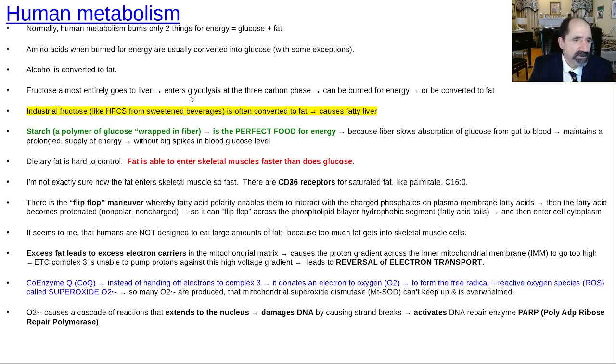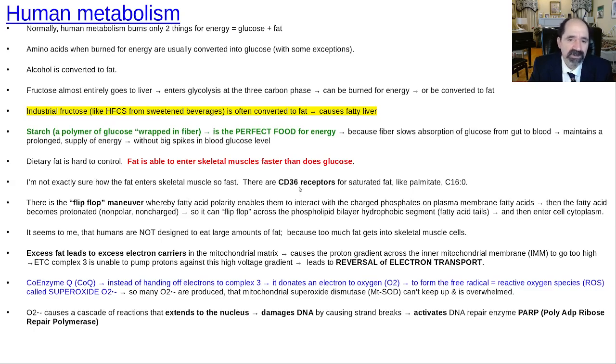So that's how starch is great to maintain a relatively normal continuous blood glucose level, only a slight increase relative to most things. We talked about how fat's able to get into the skeletal muscle faster than does glucose, and that's how it causes all the problems, that overnutrition, if you will, and overwhelms the inner mitochondrial membrane electron transport system. How does fat get in so fast? I'm not completely sure. I've tried to look it up a bunch of times. It's actually hard to look up.